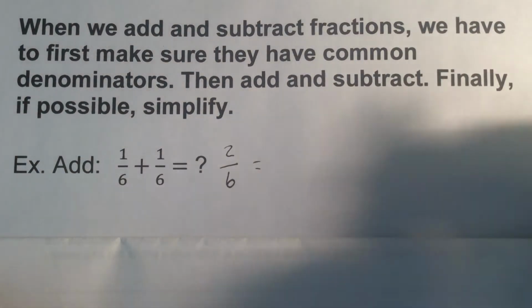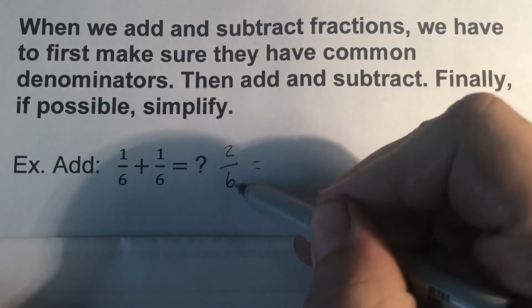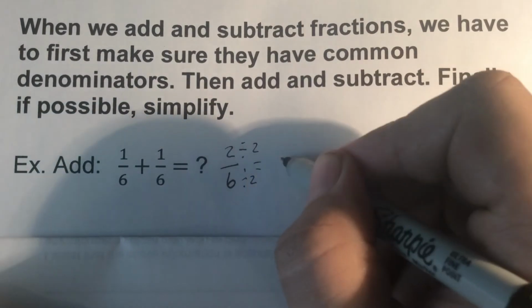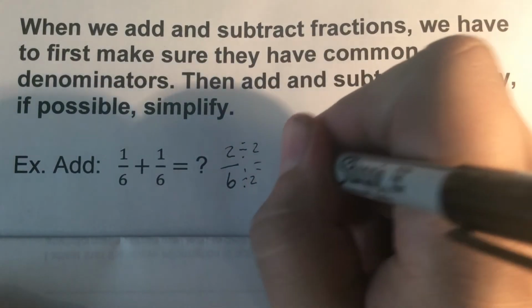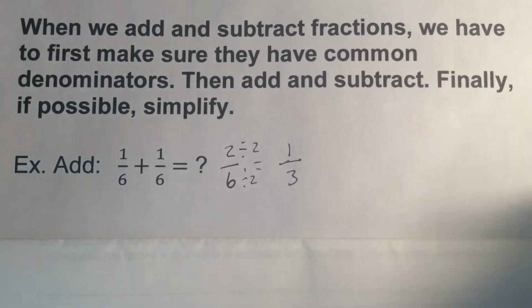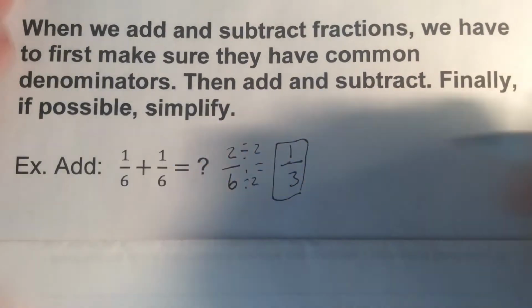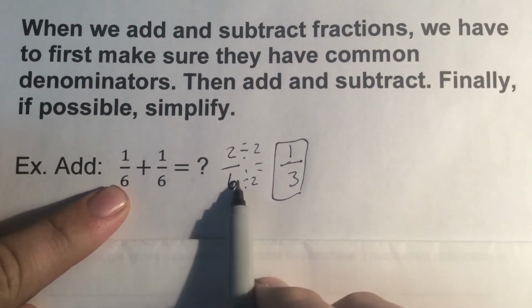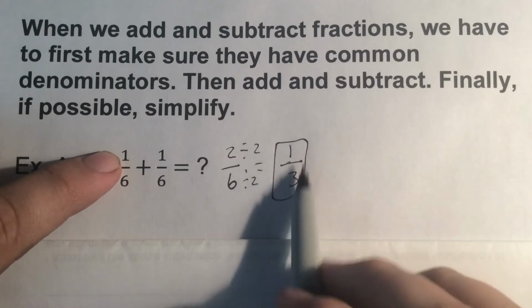Now, always see if you can reduce it. Both of these are even, so we could divide them by 2. 2 divided by 2 would be 1 for the top. 6 divided by 2 is 3, so it would end up being 1/3. And that would be your answer. So make sure they're common denominators. That common denominator is going to be what your answer has too. Add or subtract the tops, and then simplify if you need.